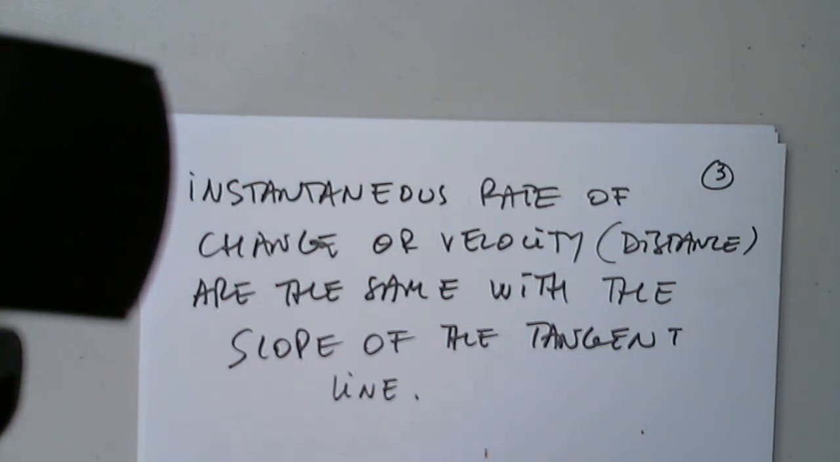f of 2 minus f of 1 over 2 minus 1. f of 1.5 minus f of 1 over 1.5 minus 1. f of 1.1 minus f of 1 over 1.1 minus 1, right? Is that okay? And then estimate the instantaneous velocity. Do we understand the concept?